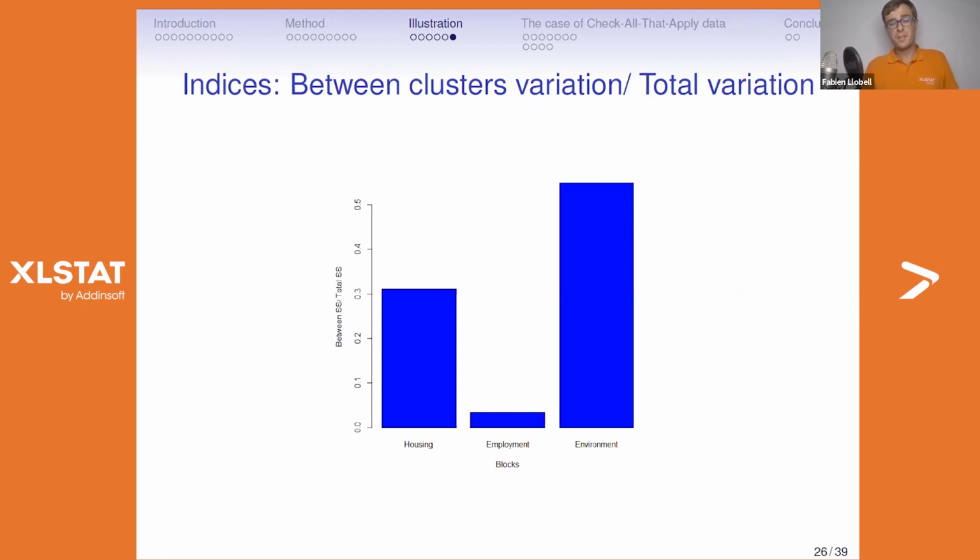whereas the environment has only 4 variables and the employment 9. So the standardization again allows results like that.